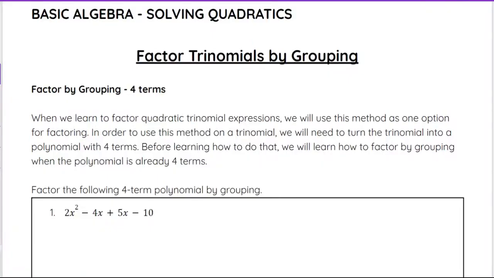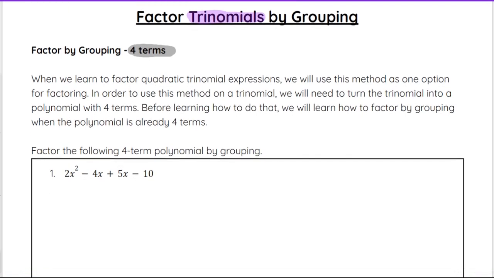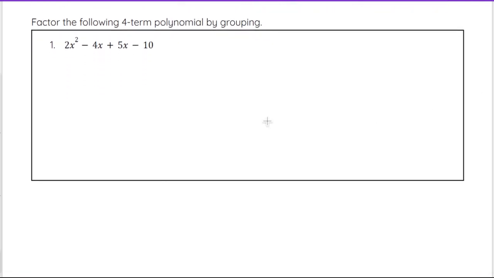Hey there. In this video, we are going to look at factoring trinomials by grouping. Now, we will actually start by looking at when it's already in four-term format. But in order to factor a trinomial, which is 3 terms, by grouping, we will need to turn it into a 4-term polynomial first. So before we do that, though, let's talk about how we actually factor by grouping when it is 4 terms. So we'll start with number 1 here.